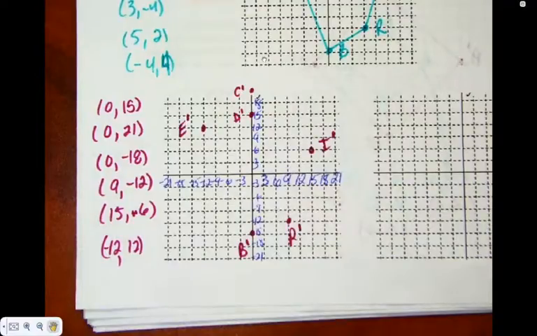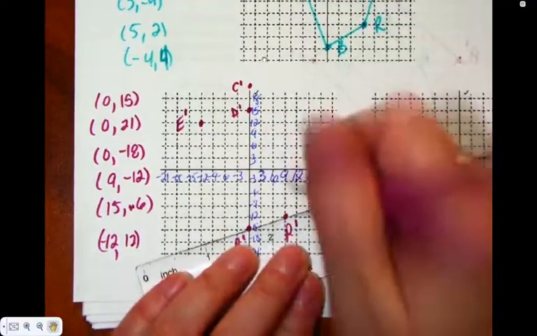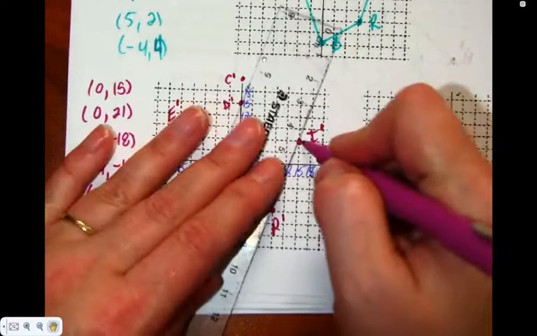Now what? Does it matter which way you connect them first? No.